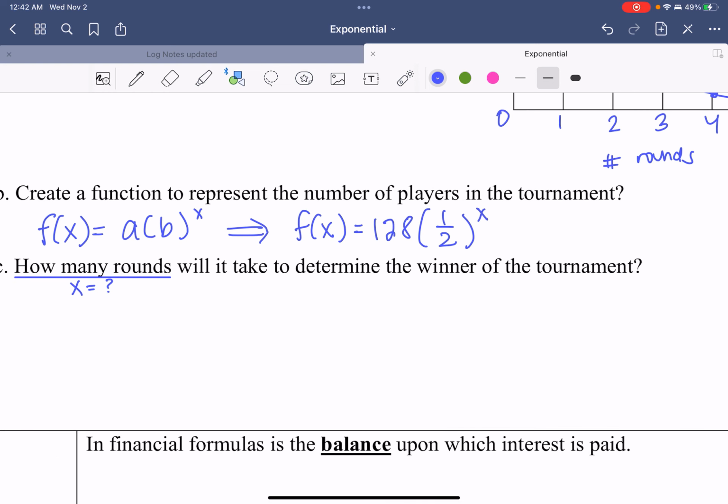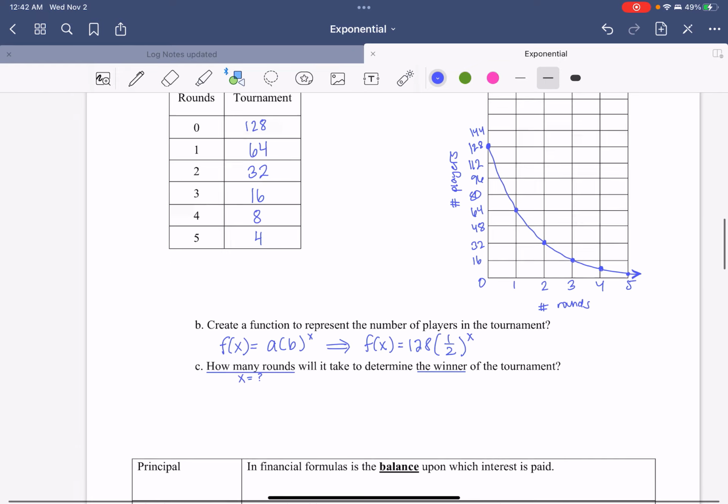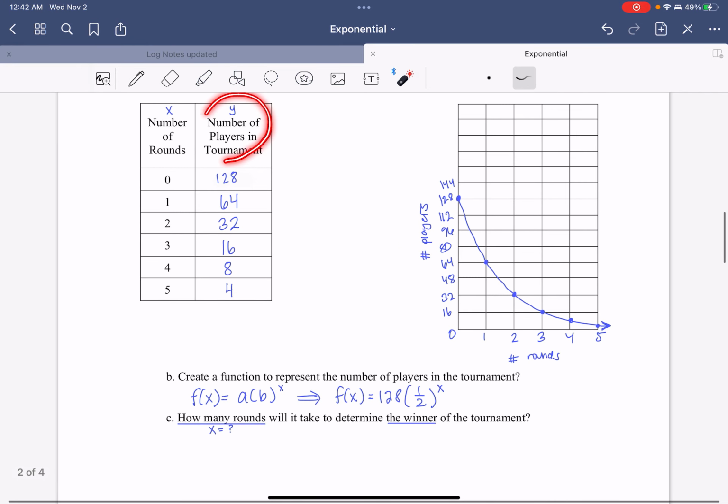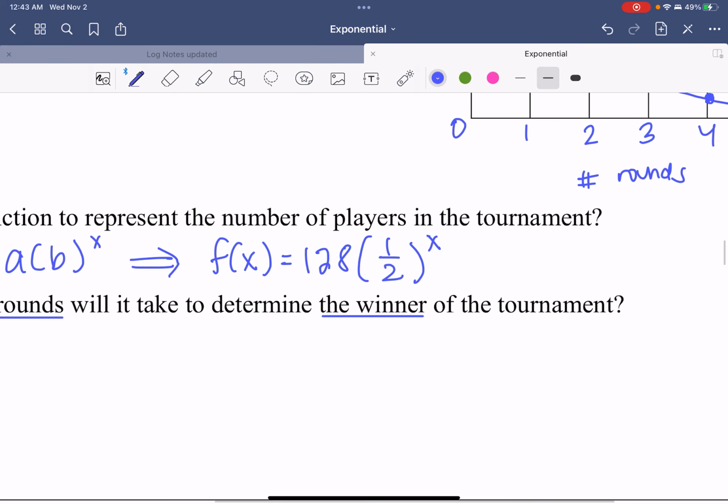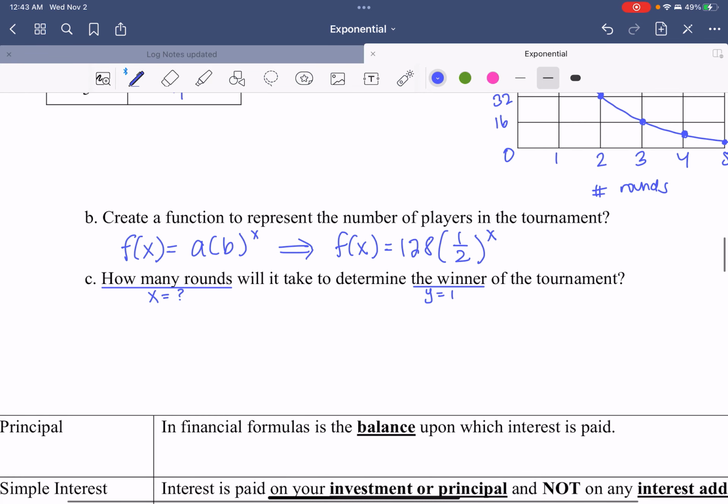And then it says to determine the winner. So winner would correspond with the number of players. So if you're the winner, that means you're the last person playing. So how many rounds will it take for y to reach one person? Because there can only be one winner, okay? So the winner means y equals 1. So they're asking when y equals 1, what is x?